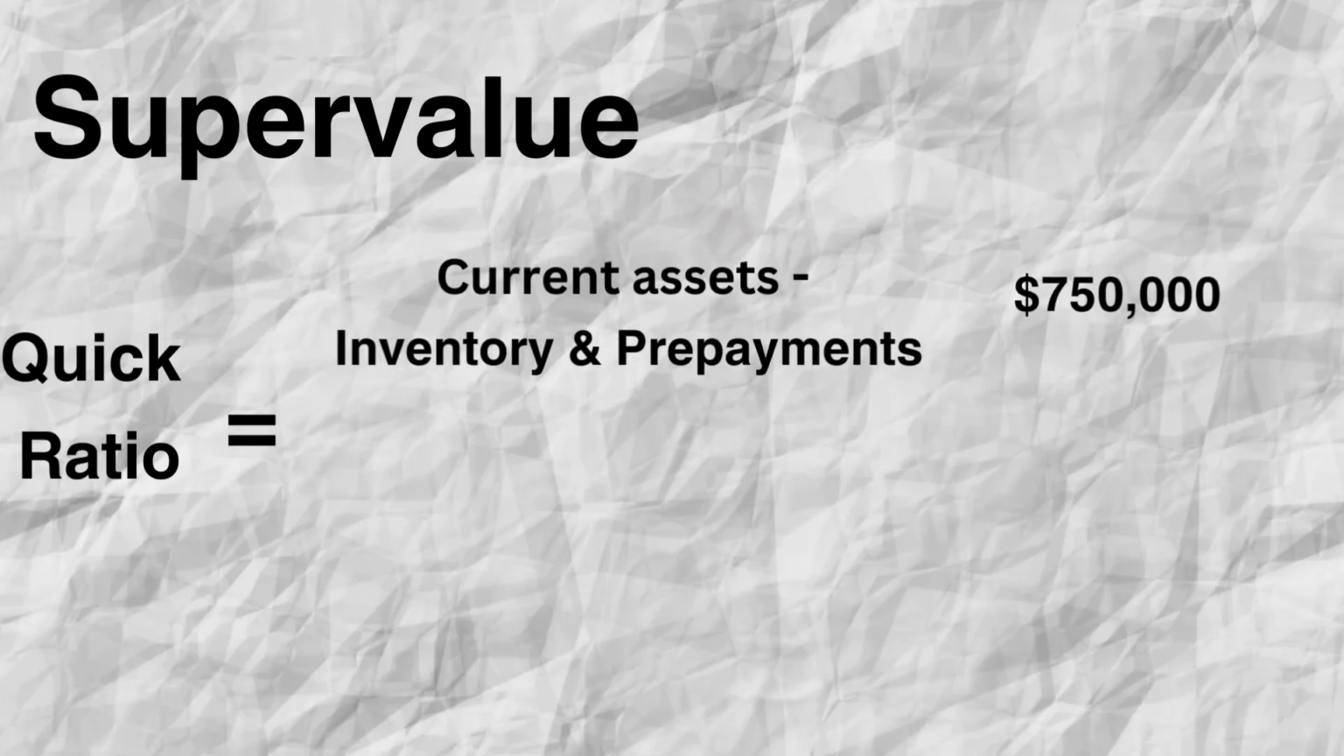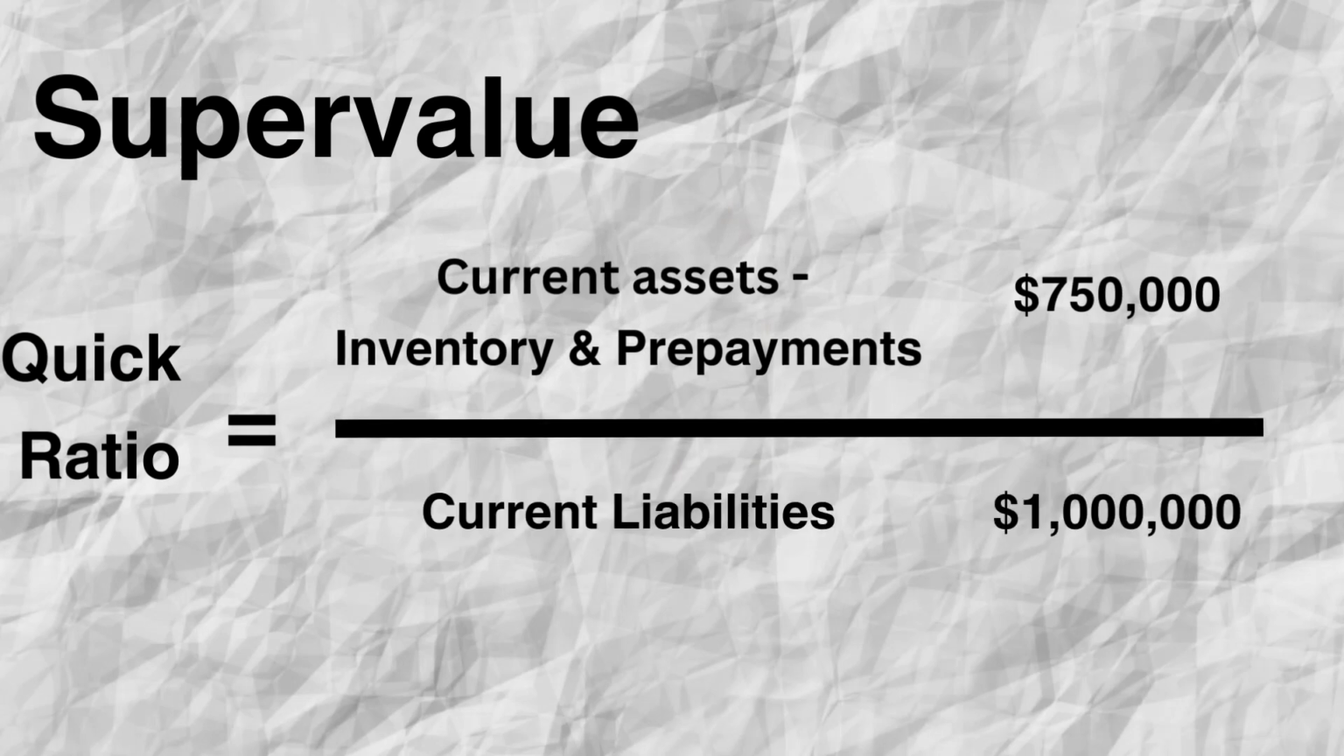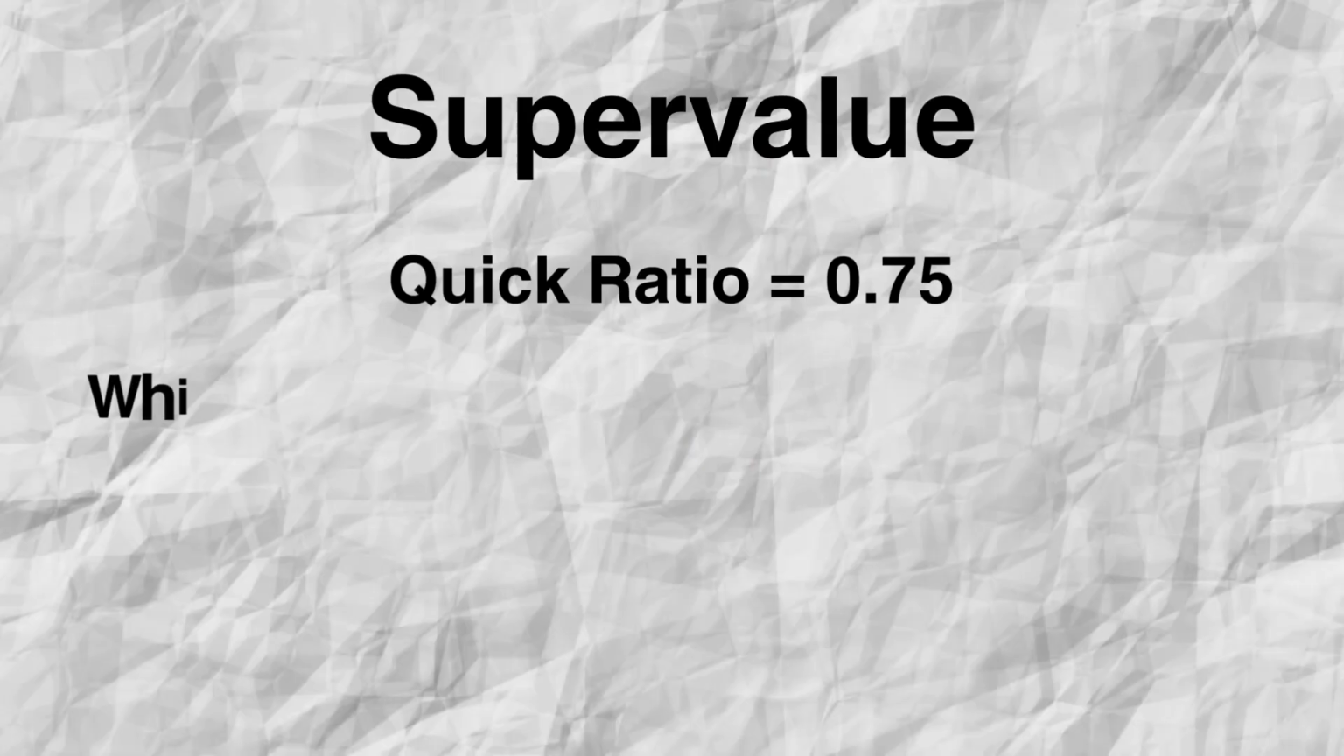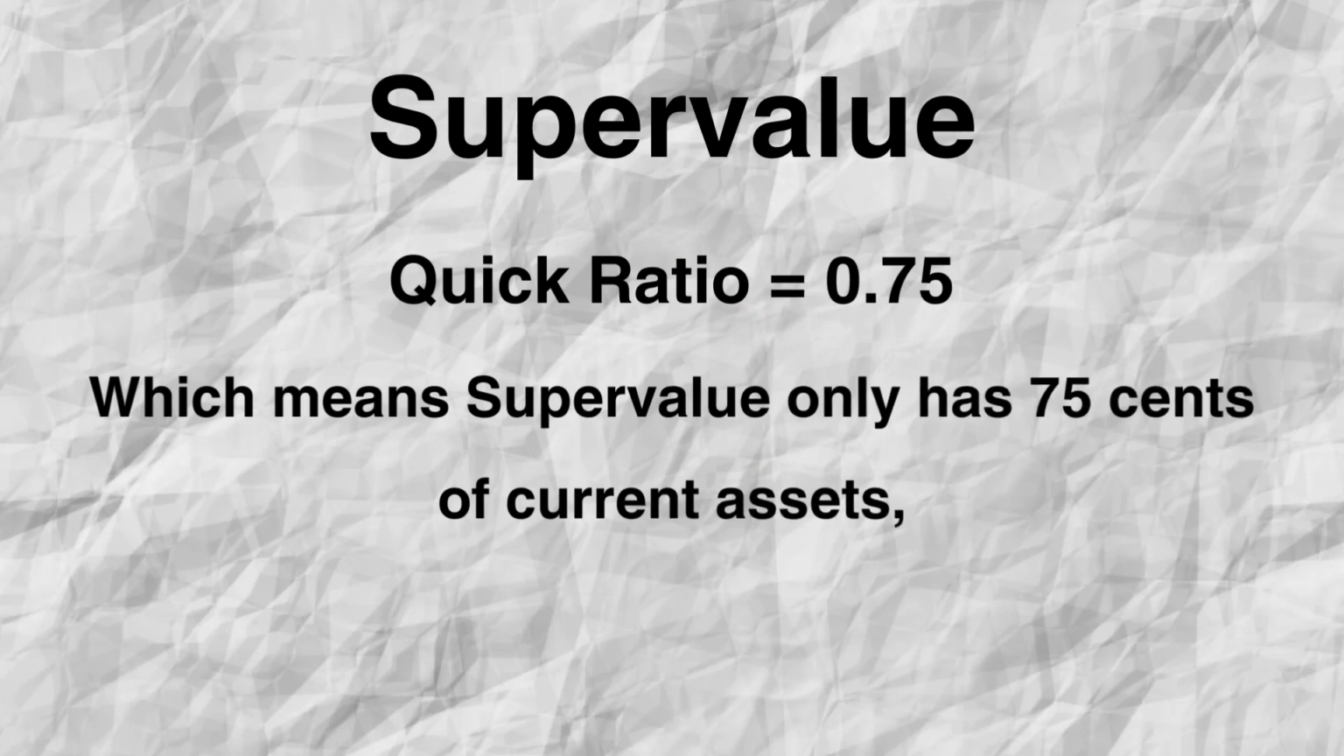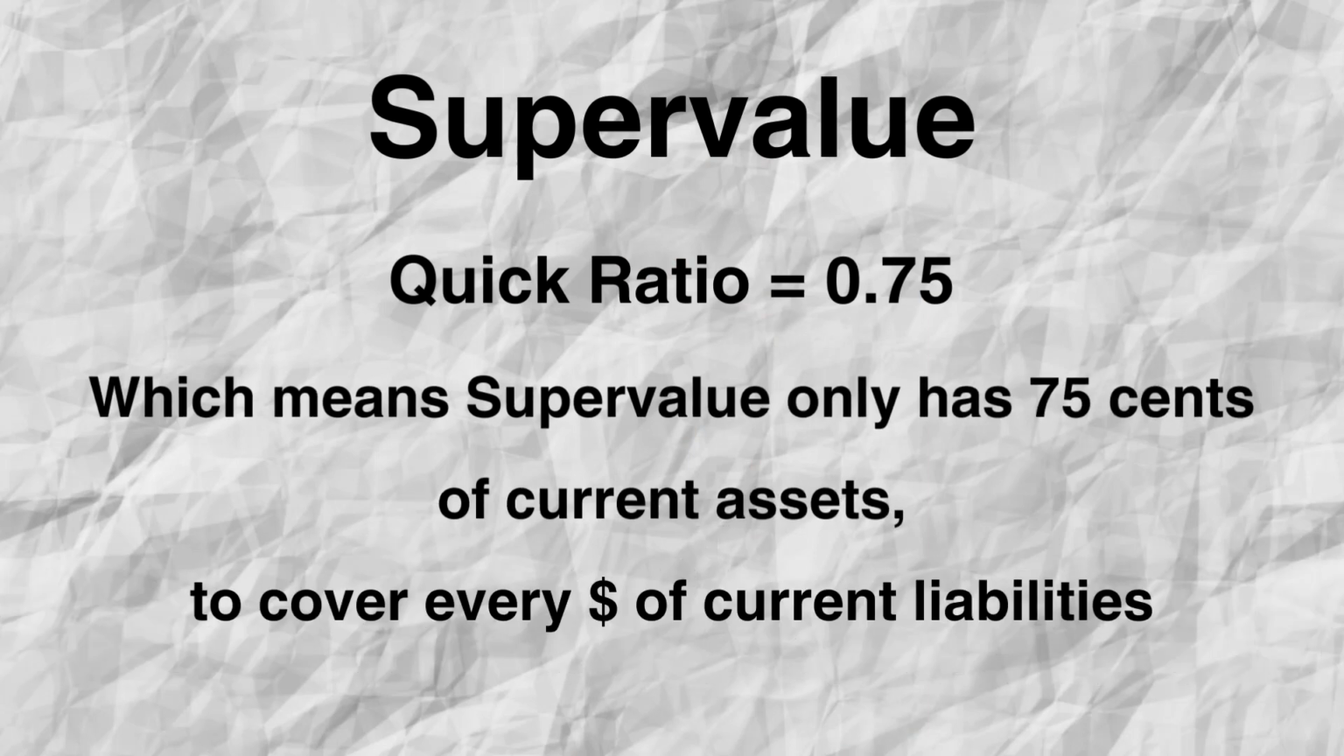Now back to SuperValue. Let's say they had current assets, less inventory and prepayments, of 750,000 and total current liabilities of 1 million. 750,000 divided by a million equals 0.75. Now this means SuperValue has a quick ratio of 0.75, which isn't very good for the company, as it means SuperValue only has 75 cents of current assets to cover every $1 of its total current liabilities.